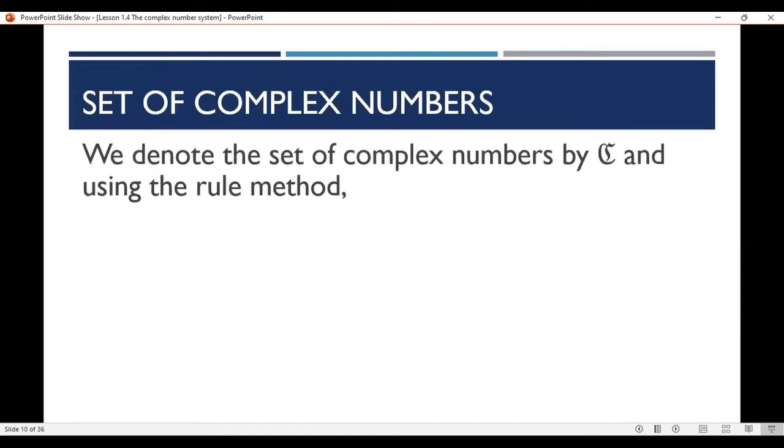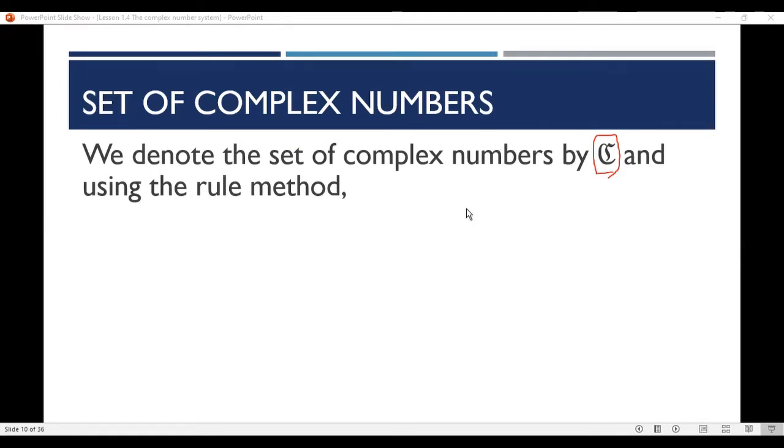Next, a set of complex numbers. We are going to denote the complex numbers into sets using the rule method. So we use this character, whatever letter it is, as our symbol for complex. It looks like the letter C, no?